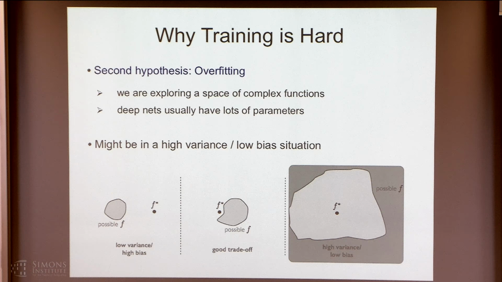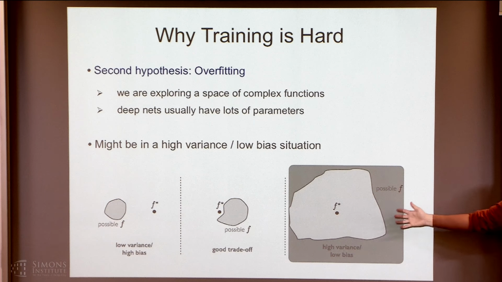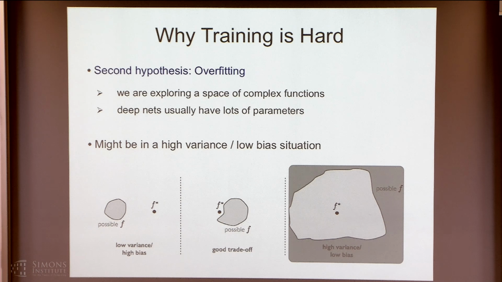So that's one. The second hypothesis is an alternative, which is to say maybe there is overfitting happening. Because you're looking at the space of these complicated functions. You have multiple nonlinearities, these very nonlinear systems. You have lots of parameters. So you might actually be in a high variance, low bias regime. Right? And that's true, actually, in many cases, we do overfit. We do see overfitting. So those are two things that people thought about.